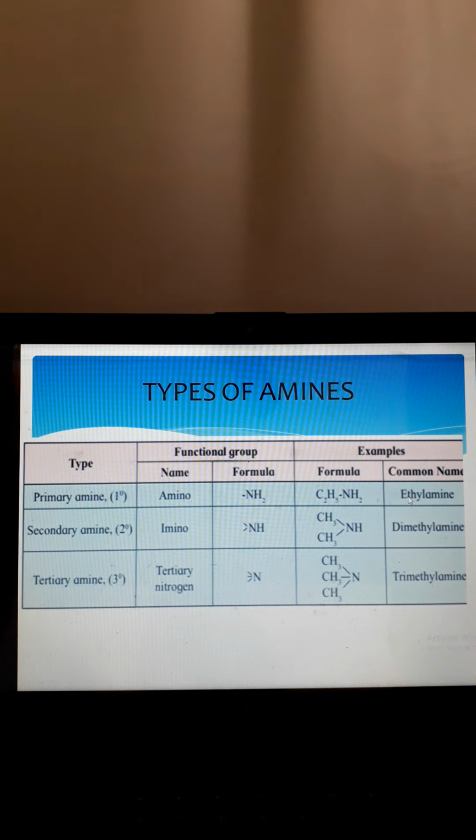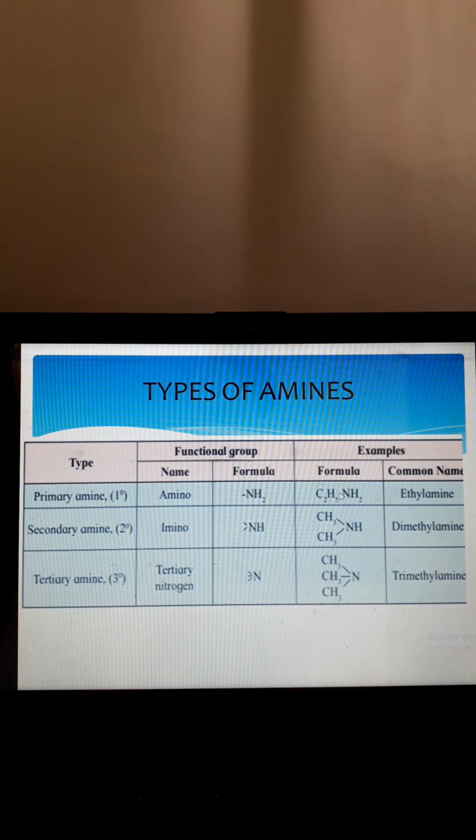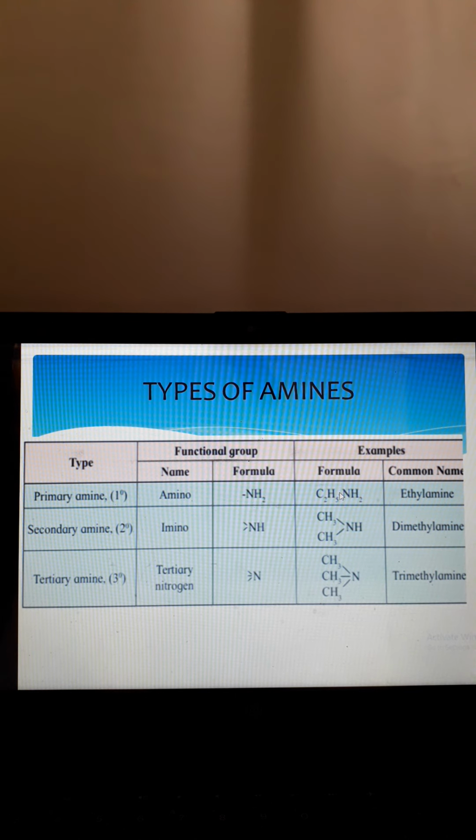Here in the table they have attached the alkyl group, that is ethyl, and therefore the common name becomes ethylamine. While in the secondary amine, the functional group here is NH. Here two hydrogen atoms are replaced by two alkyl groups, and you can see in the formula column that two methyl groups are attached to the nitrogen. Therefore, as we have seen in the common name system, if there are two identical groups, we use the prefix di. So the common name here becomes dimethylamine.